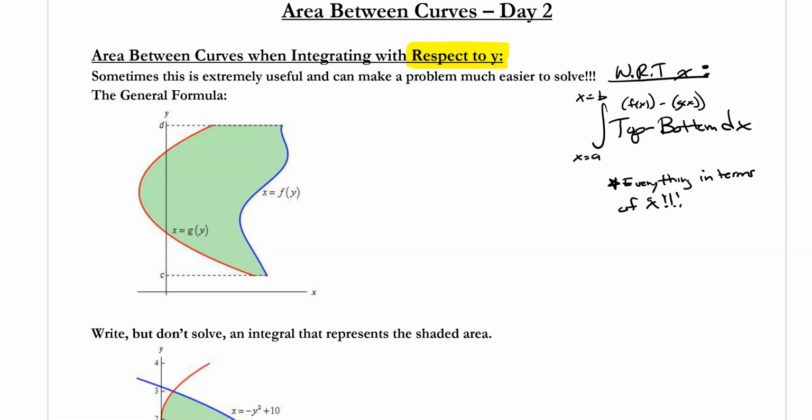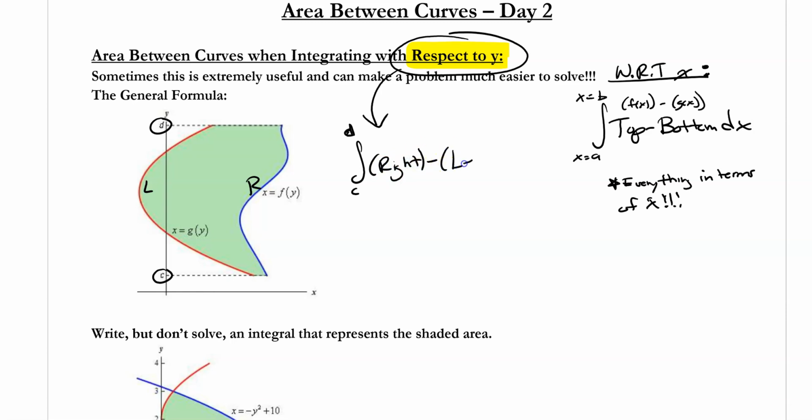Now, oftentimes, depending on the way the graphs work out, it might be easier to do this with respect to y. What we mean by that, you can maybe guess, is we're going to integrate from y value to y value, c to d, and instead of top minus bottom, we're going to do right minus left. It's just like top minus bottom, and you'll notice I'm going to have a dy. So everything is in terms of y. These are y values.